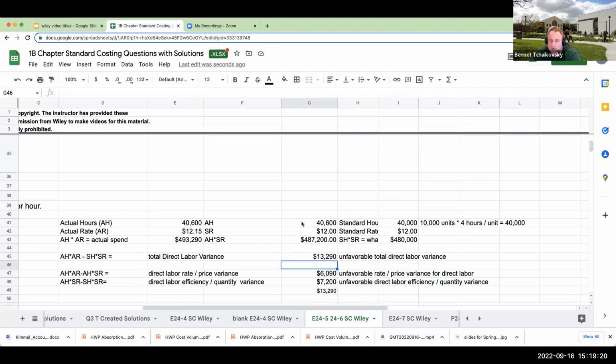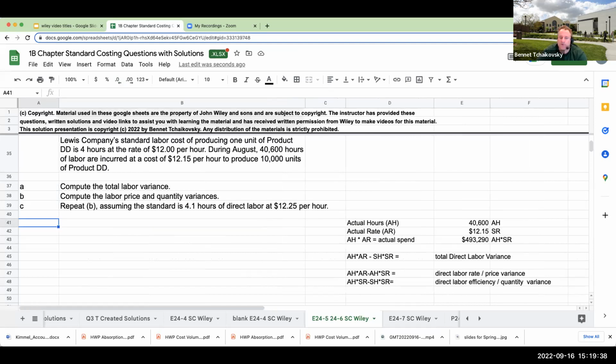For this one over here, when I'm comparing, I'm isolating the hours because I'm using the standard rate in this part. By going through and isolating the hours, I used 40,600 hours. I should have only used 40,000. Okay, so that's the first part over here.